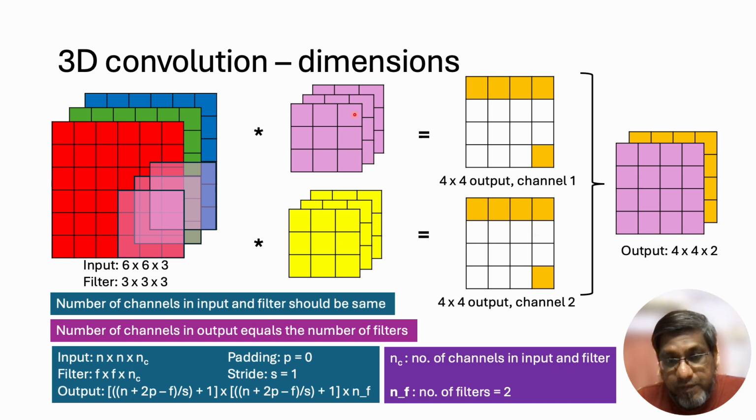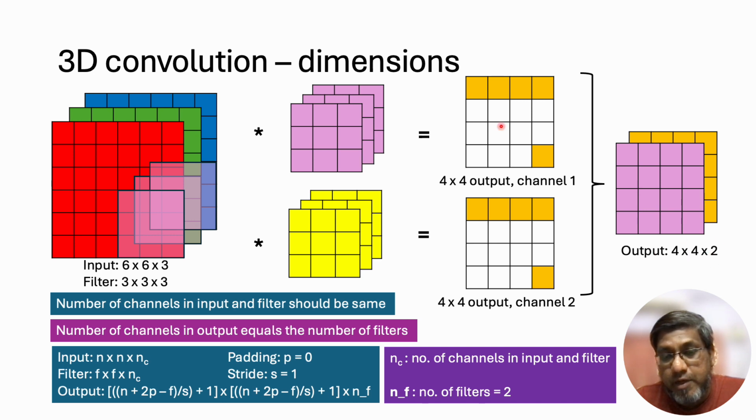If we had only 1 filter here, we would get only 1 channel in the output, which would be simply 4 by 4. In our example, we have the number of filters as 2. That's the first filter, which is shaded in pink, and the second filter, which is shaded in yellow. These 2 filters produce each of the 2 channels of the output. So the output dimension in this case is 4 by 4 by 2.